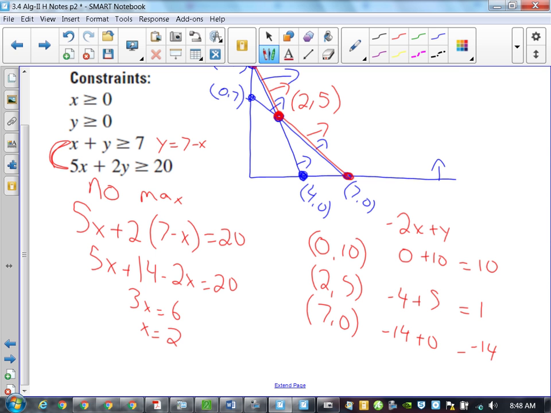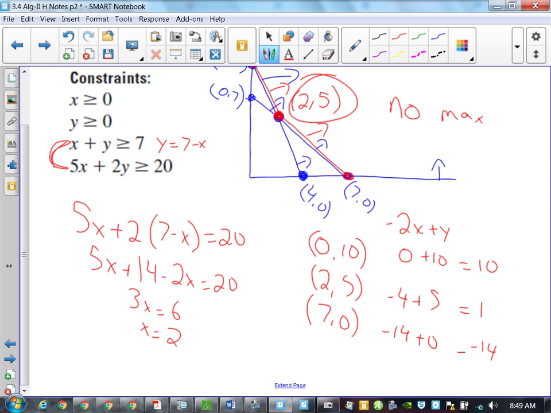Yeah, I have just a question. Yes, ma'am. Under no max, why did you do the 5x plus 2? Oh, we were finding this. We were finding maximum and minimum. There's no maximum to this problem because there was no lid, but I still had to find this intersection point. The fact that it was no max was just something I wrote there. That's all.